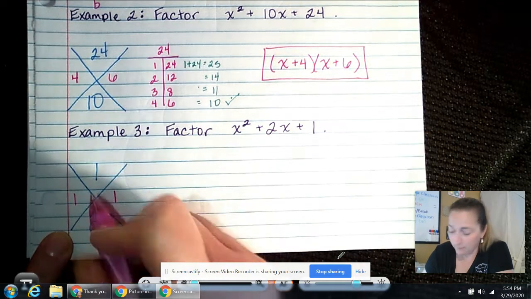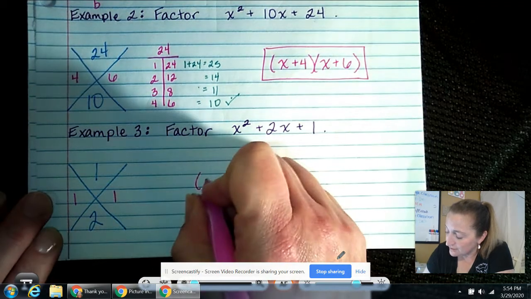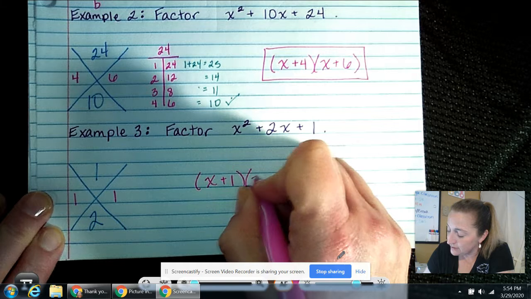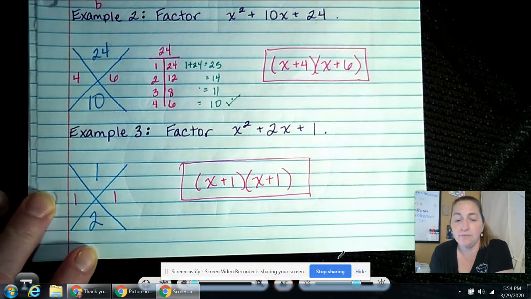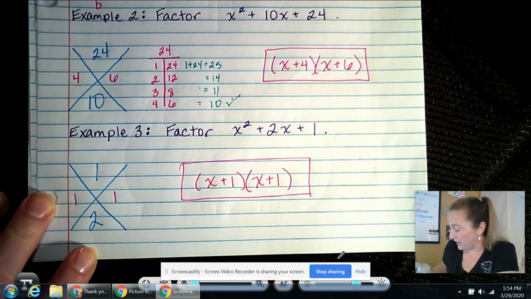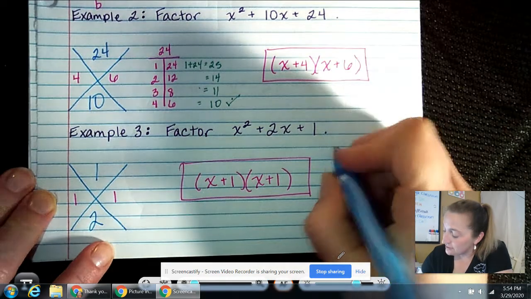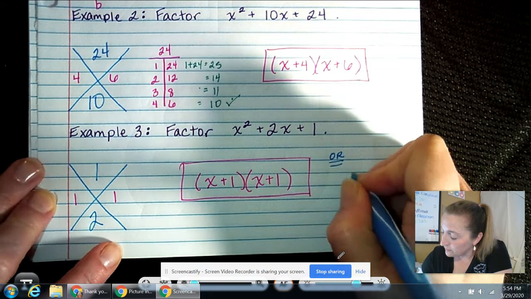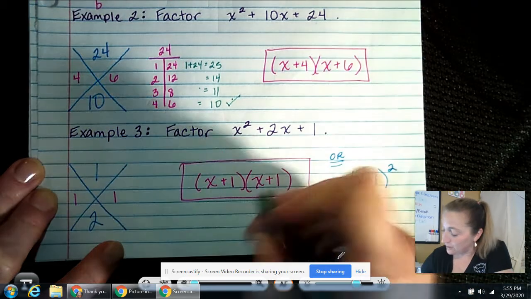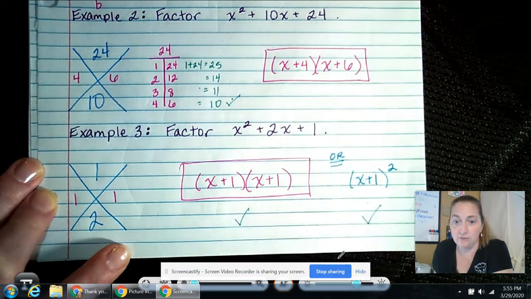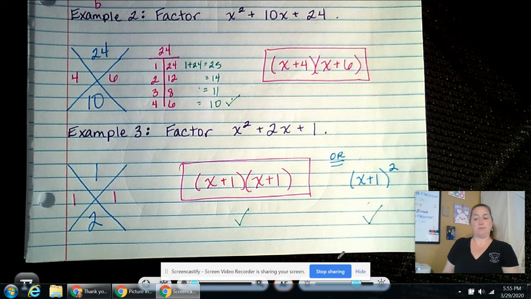1 times 1 is 1. 1 plus 1 is 2. So our factored form looks like this. x plus 1 times x plus 1. Okay. Now, there is one other way you can write that, because we are multiplying x plus 1 times itself. So you could also show it as x plus 1 quantity squared. Both of these would be correct. I would count this correct, and I would count this correct. So either one works. Okay.